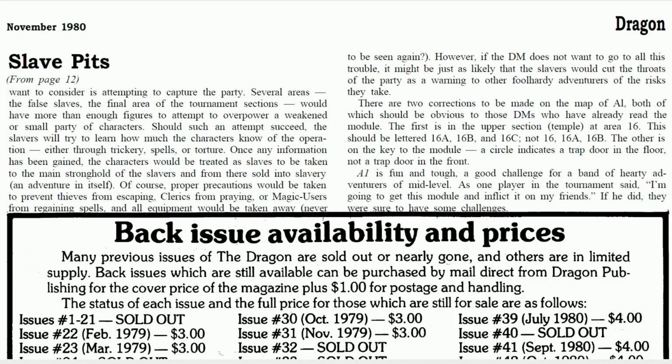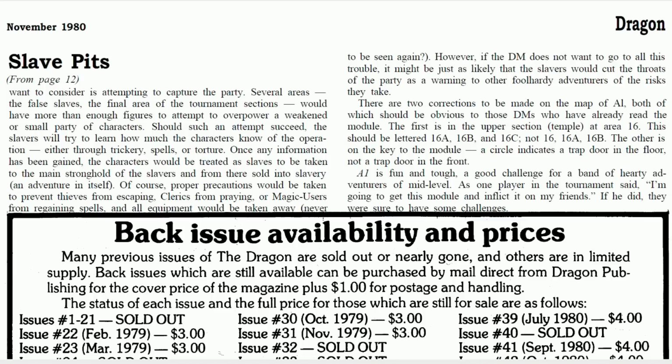And then he says there are 2 corrections to be made on the map of A1, both of which should be obvious to those DMs who have already read the module. The first is in the upper section temple at area 16. It should be lettered 16A, 16B, and 16C, not 16, 16A, and 16B. Okay, fine. People make mistakes. And he just goes on. He says the other, in the key of the module, the circle indicates a trap door in the floor, not a trap door in the front.